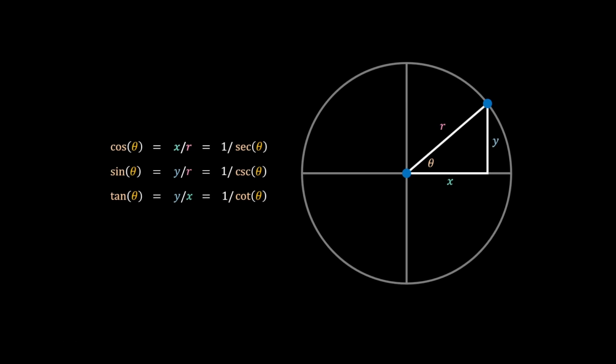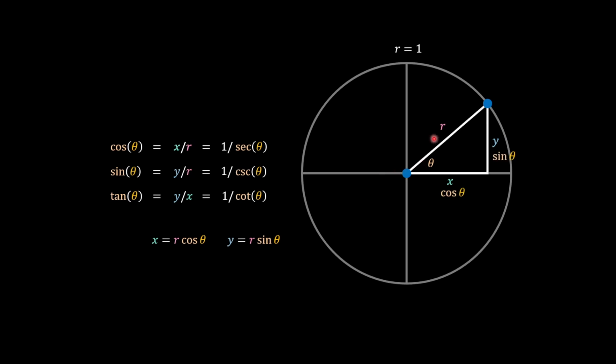Now, since x over r is cosine, then x becomes r cosine, and similarly y becomes r sine theta. One way to think about this is to think of the r as a scale to the cosine and r as a scale to the sine, where we can see this idea better if, for a moment, we let r equal 1, then x becomes cosine theta and y becomes sine theta.